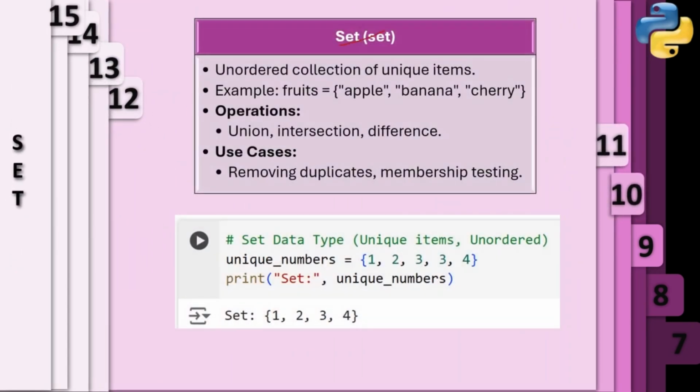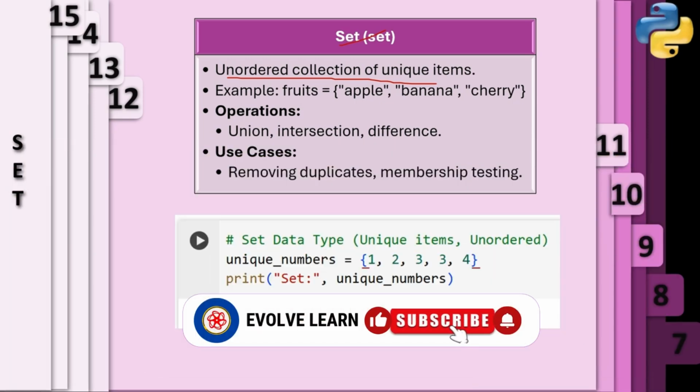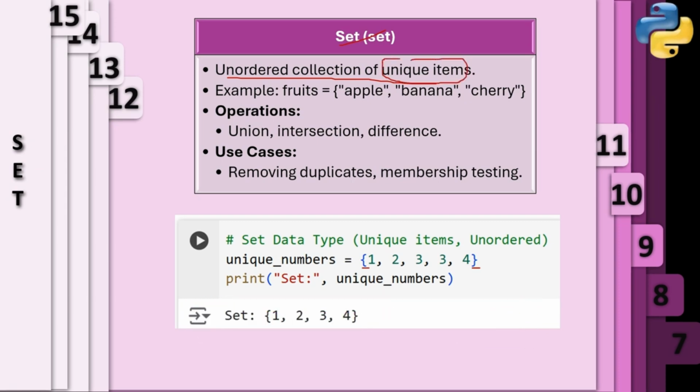A set in Python is an unordered collection of unique items. A set is defined by enclosing the elements in curly braces. They are mutable, meaning you can add or remove elements from the set. Here, unique items means a set does not allow duplicate values. If you try to add a duplicate, it will be ignored. As it is unordered, you cannot access elements using an index or a key.